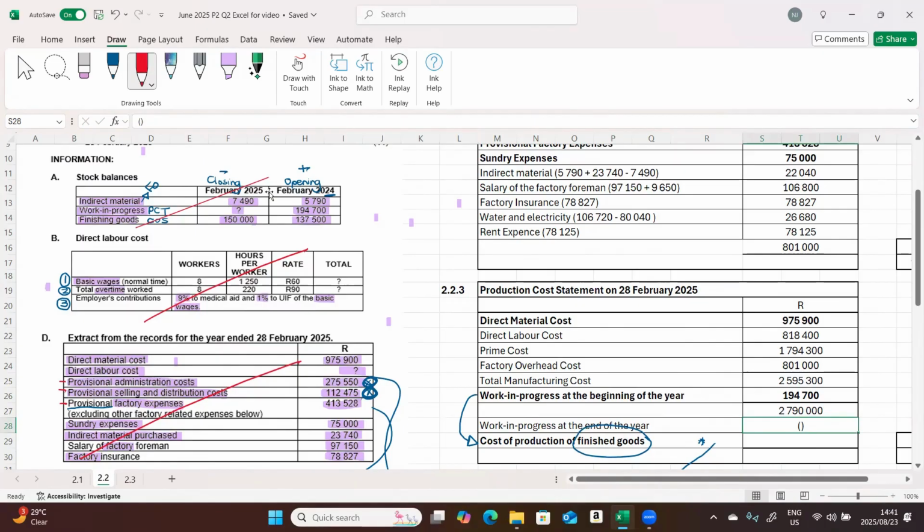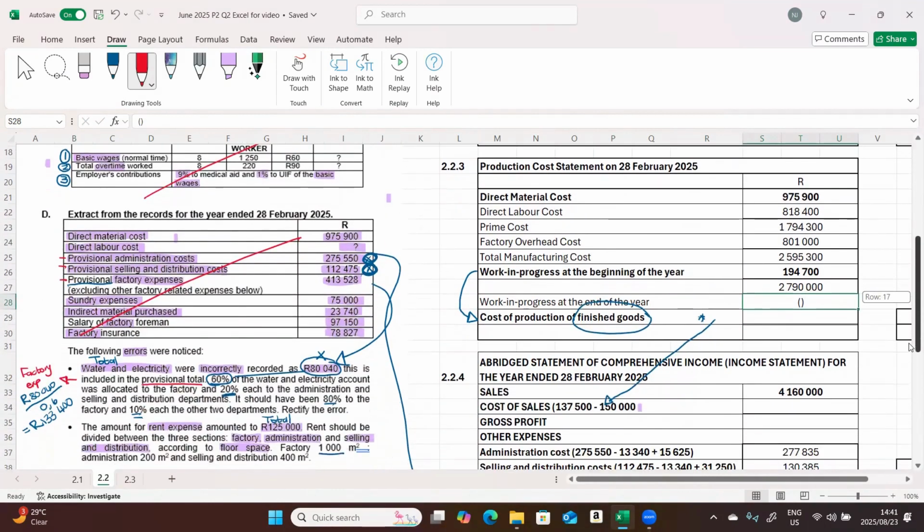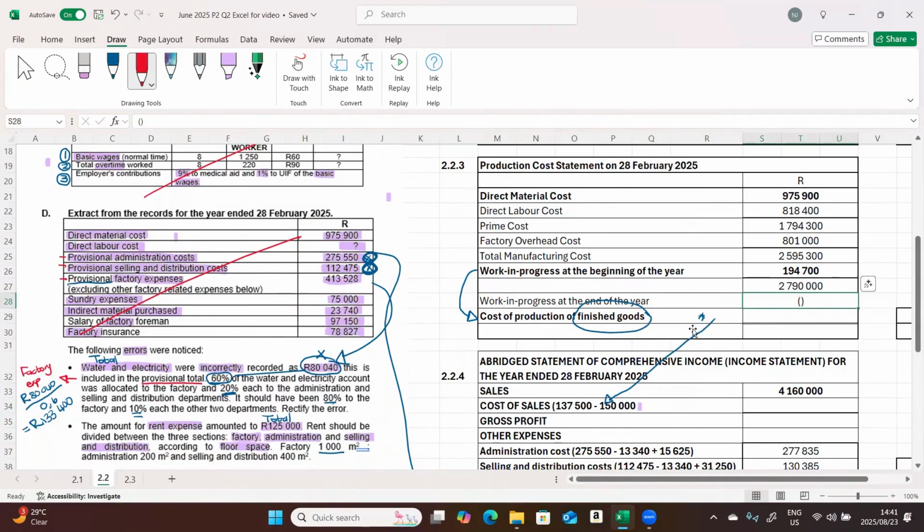Okay. And then your work in progress at the end of the year, we know that that was a question mark. Can you guys remember that? When we look here, see work in progress at the end of the year is a question mark. And we know that we have to subtract. Once again, it's a format that you have to study. You have to subtract your work in progress at the end of the year. We don't have that amount, but we know it has to be subtracted. We still don't have that amount. So we will need additional information to be able to get that amount.